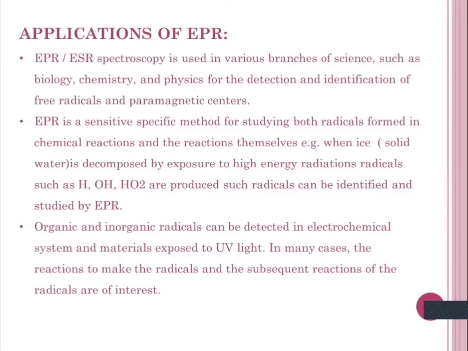Organic and inorganic radicals can be detected in electrochemical systems and materials exposed to UV light. In many cases, the reactions to make the radicals and subsequent reactions of the radicals are of interest, while in other cases, electron paramagnetic resonance is used to provide information on the radical geometry and the orbitals of the unpaired electron.